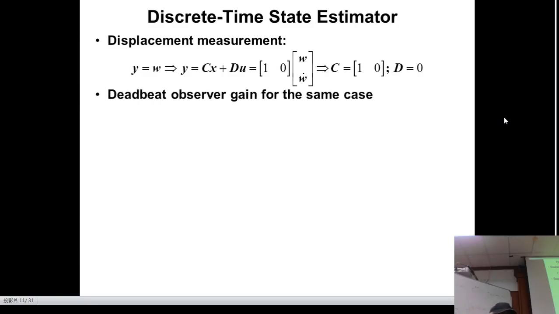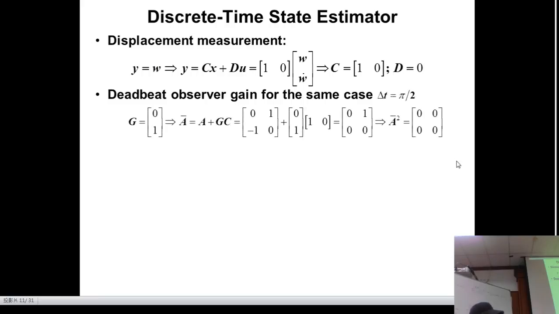Now, here I just show you the state estimator. Assume you have a G like 0, 1 here, and A bar equal to A plus GC. As a matter of fact, the pole placement technique can also be used to solve the observer gain. So this is what we call the observer gain. And this, I have a name called dead beat here. The reason why we call that dead beat is the following.